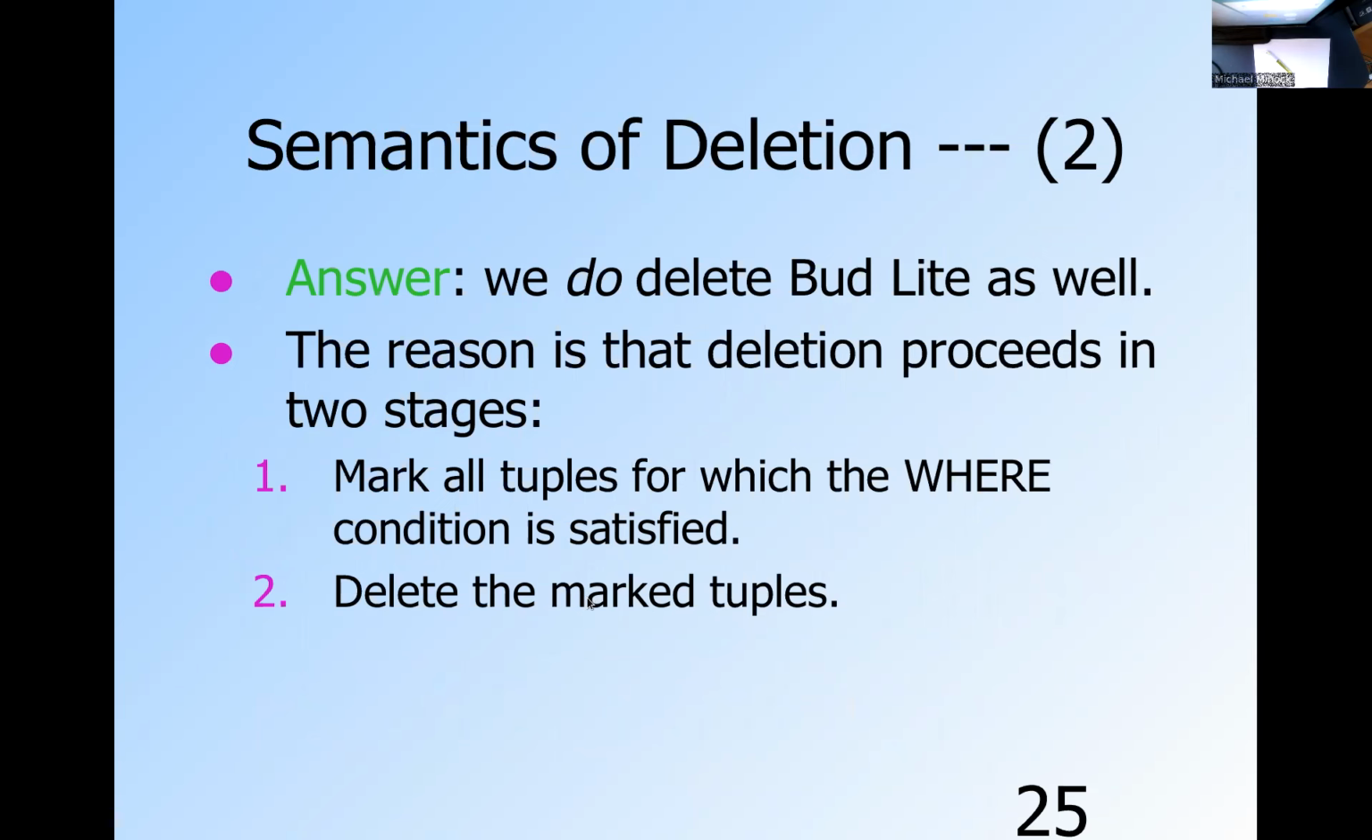So in that case, both of those beers are going to get deleted, because in that first stage where we're going through and just marking tuples, both are going to mark true for the where condition. And then when the delete comes along, it's going to take them both away. Now, the meta statement. Why would this happen? Why would you want to do it this way?